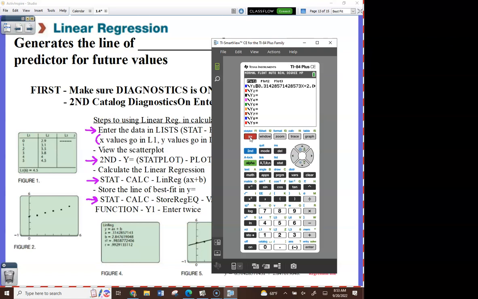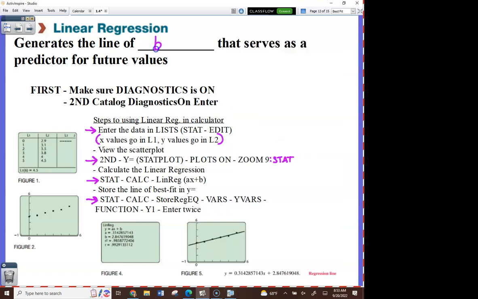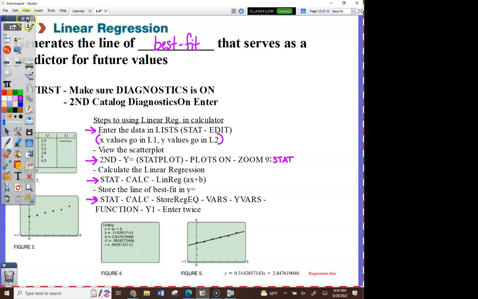Okay. There is a word that goes right here. It's the line of best fit. So if you have a highlighter, I would probably highlight where you're actually pushing buttons on the calculator, because that's what you're going to have to memorize.